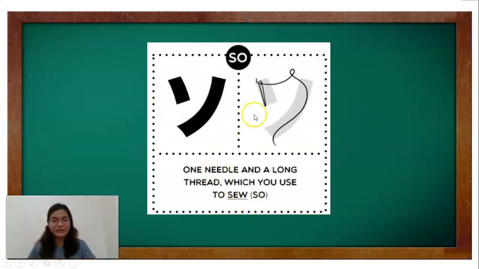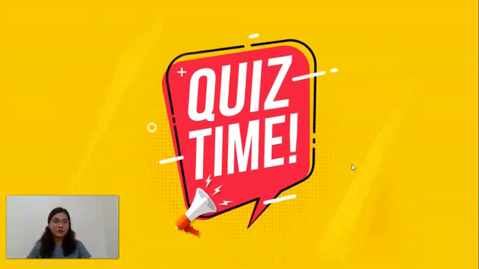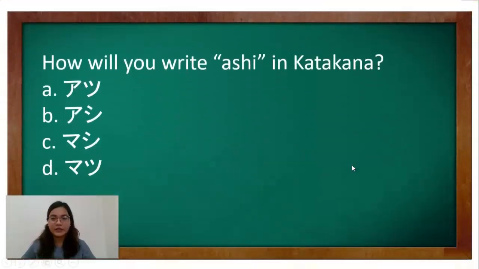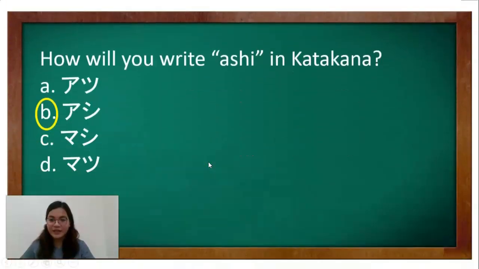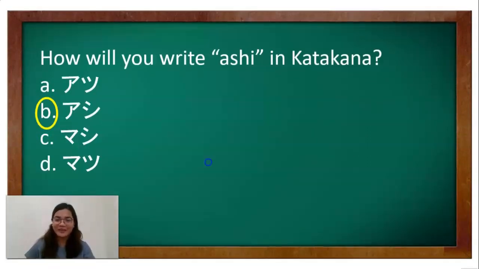Okay, just like that. And now let's do the quiz part. Here's the question. How will you write ashi in katakana? Is it A, B, C, or D? Okay, and the correct answer is letter B. I hope you got it right.